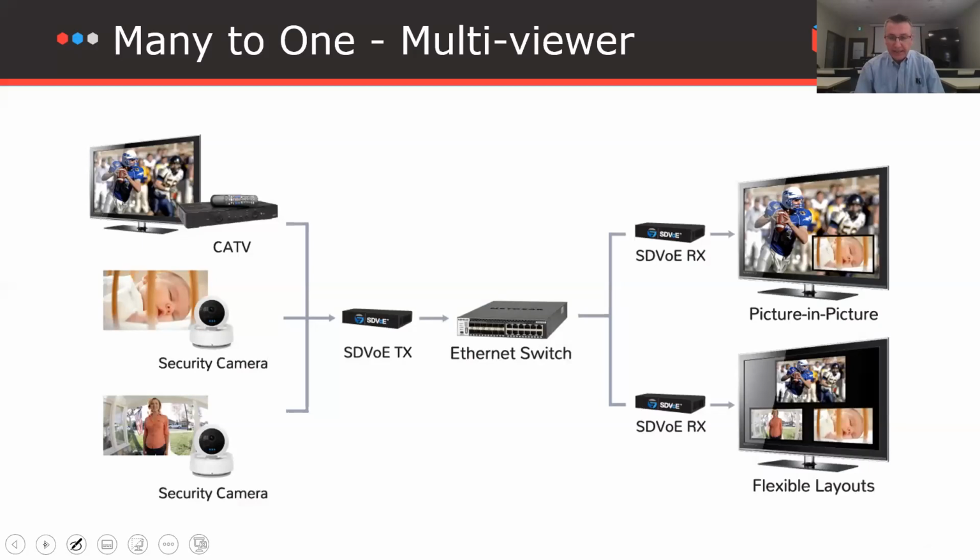A unique thing for the SDVOE guys is some of their codecs support not only video walls, but multi-viewer functionality. So we can take multiple images and tile them in different forms or fashions on the displays, in addition to doing video walls. So that's a nice add-on to SDVOE codecs.